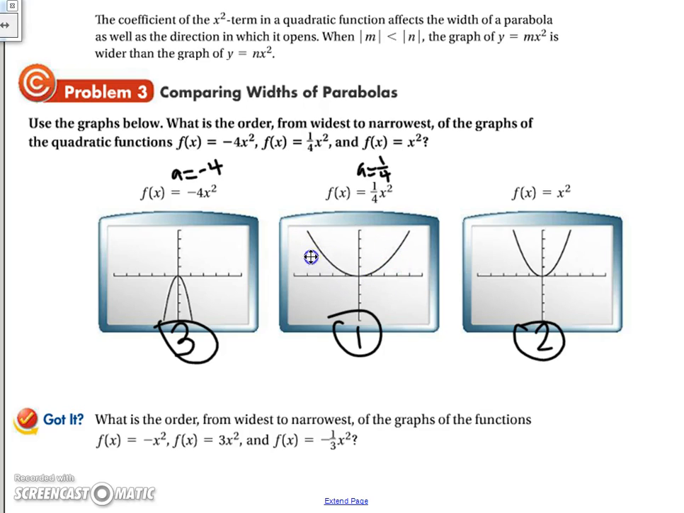Okay, so at this point, I would pause and do the got it yourself to check the order. You're ordering them from widest to narrowest, and then replay to check yourself. All right, so in checking yourself, you should have said that this graph will be the widest graph. This value is closest to 0, followed by this graph, -x squared, and then 3 is furthest from 0, so it would be the most narrow graph.